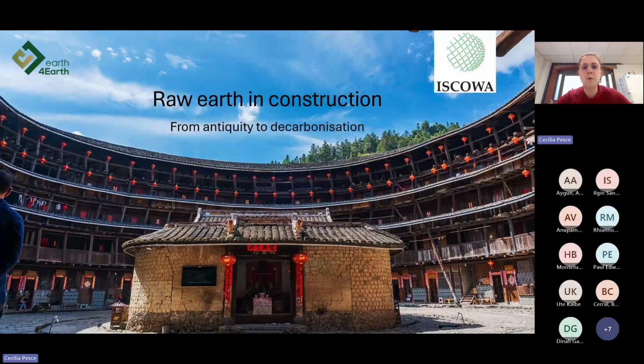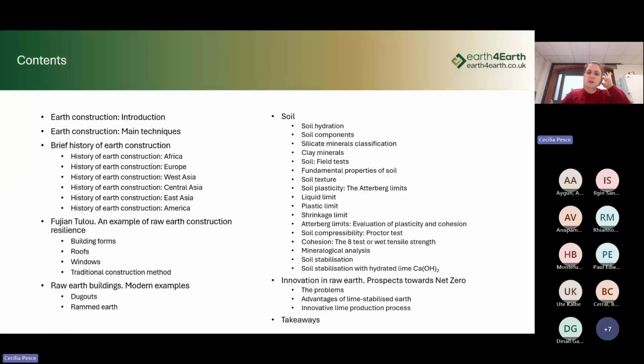For this webinar, I will talk about raw earth in construction. So we will go through a series of examples of buildings, the history of this technique, a lot about the soil used in this technique, and then a little bit of innovation related to this topic. So just an overview of the contents that we will go through.